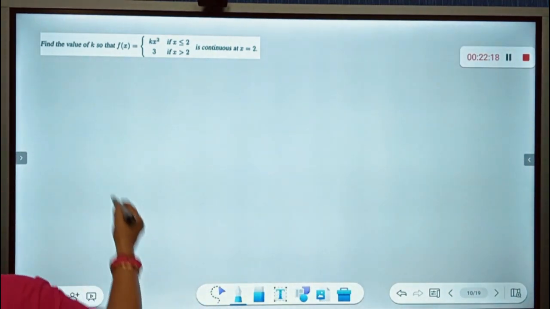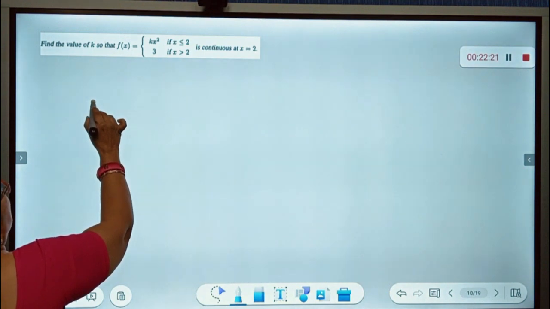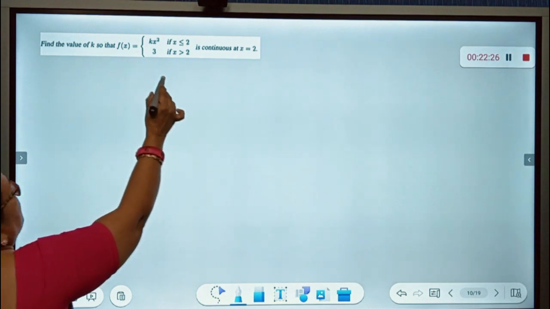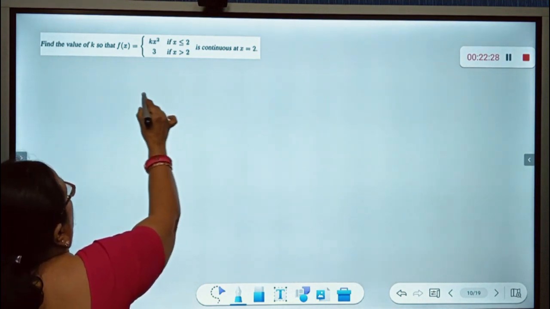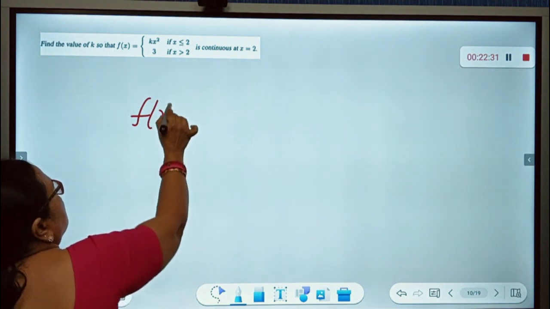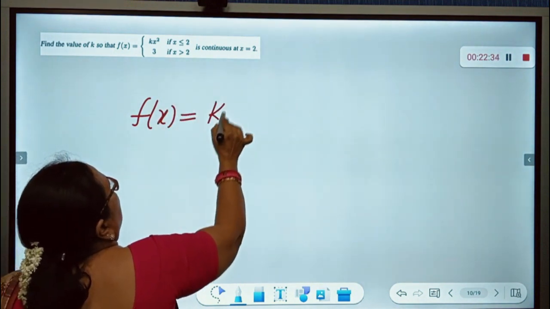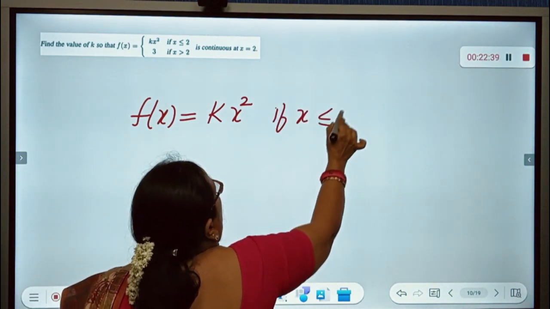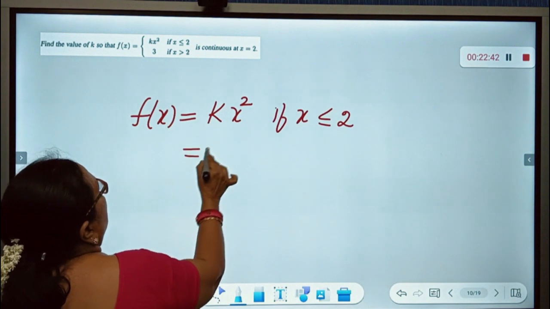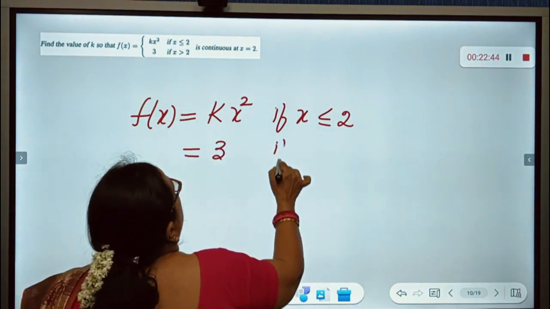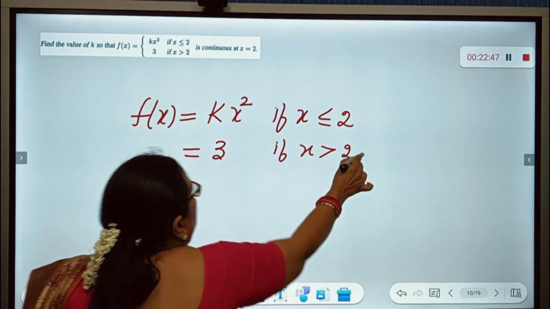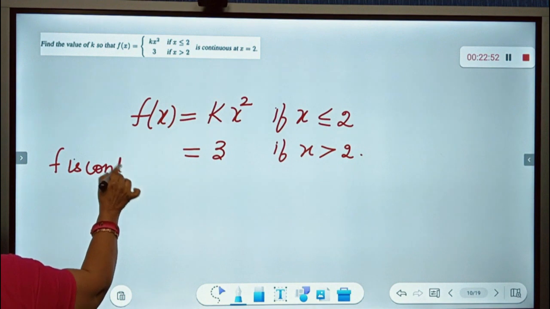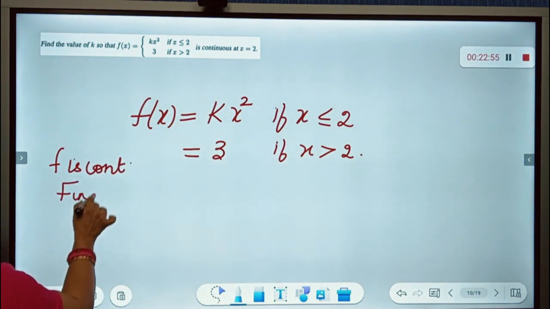This is a simpler problem. Find the value of k so that the function f(x) equals kx square if x is less than or equal to 2, and equals 3 if x is greater than 2, is continuous. I will rewrite it because it is so small. f(x) is kx square if x is less than or equal to 2. It is equal to 3 if x is greater than 2. Now f is given to be continuous. Find k.